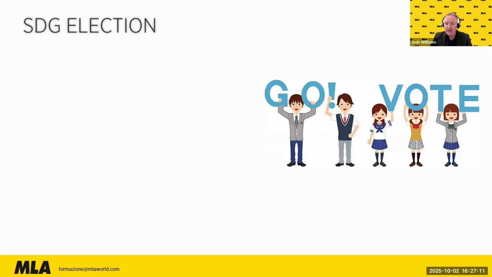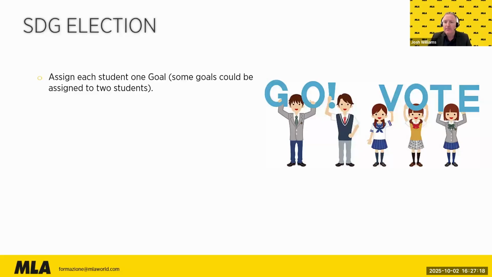Another fun thing I thought could be a good idea is an SDG election. These are sort of like what you sometimes see in American films. I don't know if I've seen it in Italy, but where they have a class election, you have a class president or a school president amongst the students. Instead of that, you could assign each student one goal, and it doesn't matter at all if two students have the same goal.